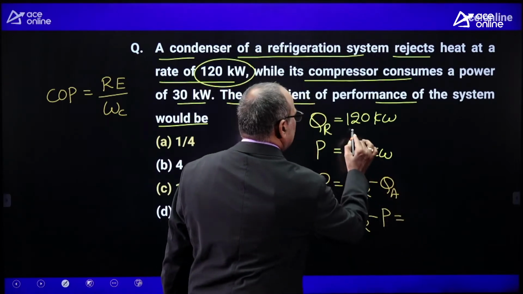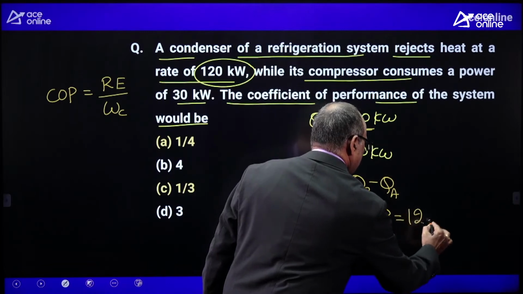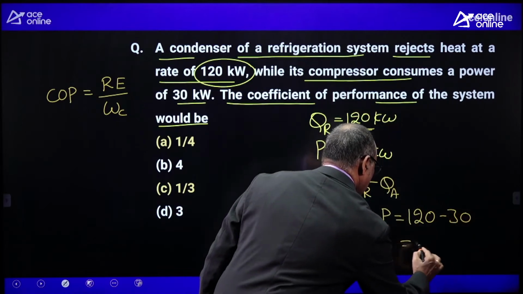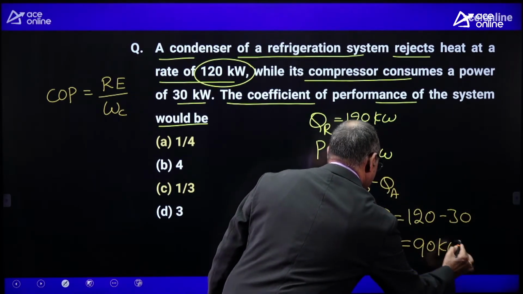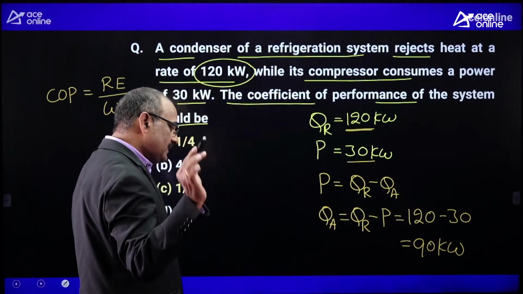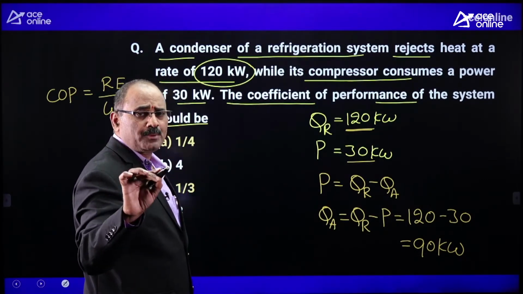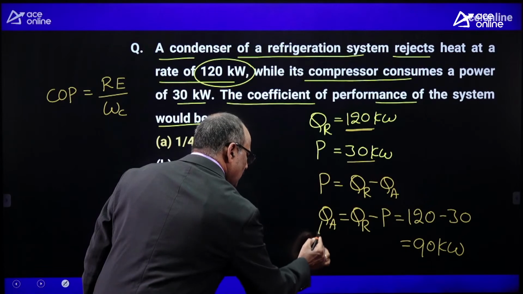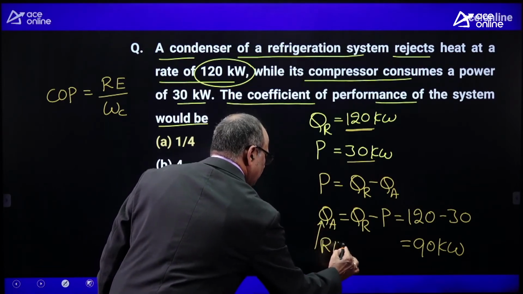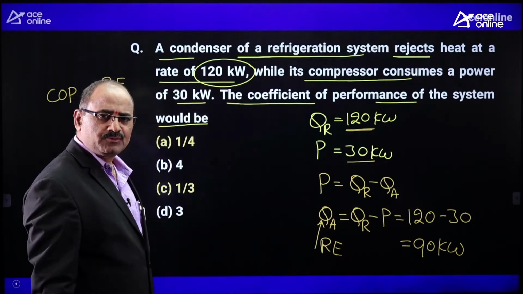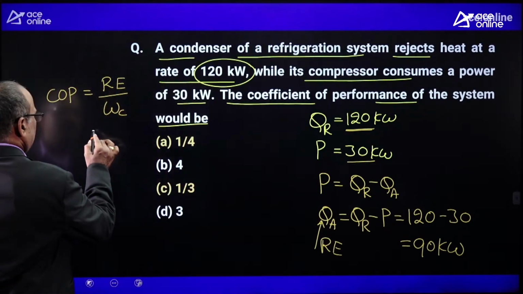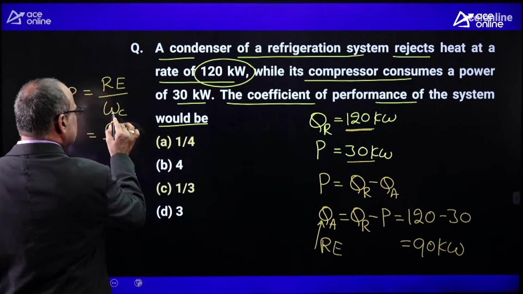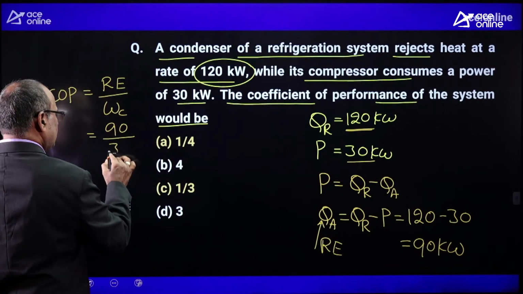What is the heat rejection? Heat rejection is 120 minus the power input 30 is equal to 90 kilowatts. That is the heat absorbed by the refrigerant. Because of that heat absorption, the working substance is cooled. Therefore, this heat absorption itself is the refrigeration effect. The refrigeration effect is 90 kilowatts. The power input itself is the compressor power, 30.